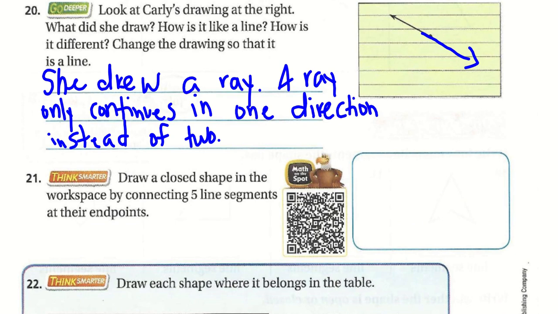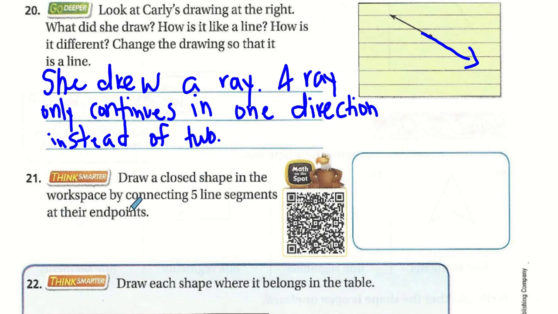Number 21, it says draw a closed shape in the workspace by connecting 5 line segments at their endpoint. So if we need 5 line segments, and they have to be connecting, and they need to meet at their endpoints, that means we need to have a closed shape. They're connected, there's 5 of them, and they meet at their endpoint, so there can't be an opening.